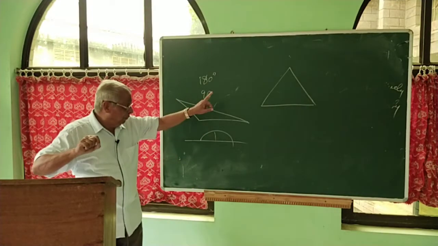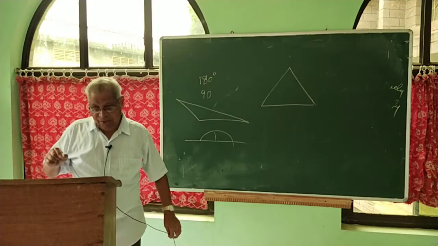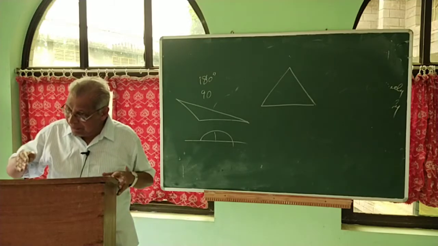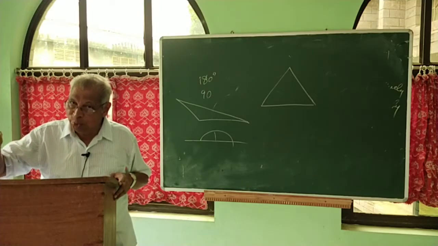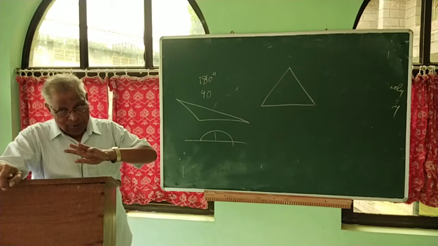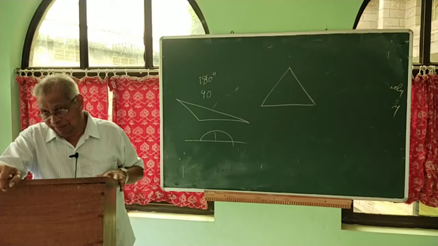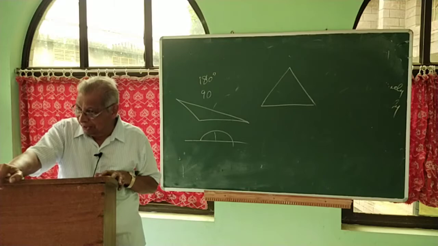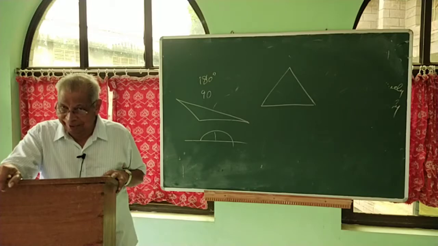So whatever be the shape of the triangle, all angles of a triangle, or here all angles means each and every angle of a triangle, is less than 2 right angles. It can never be 2 right angles; it will always be less than 2 right angles. The other one is again, all angles of a triangle are equal to 2 right angles.